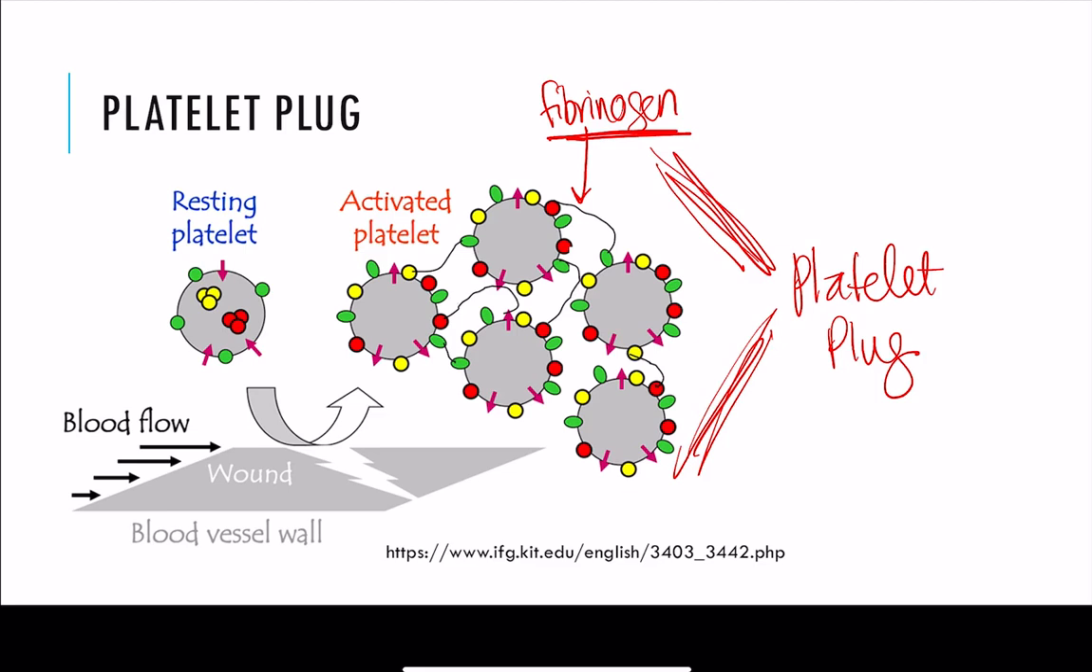So we've just drawn out the steps of primary hemostasis. The next step would be to induce secondary hemostasis. And the secondary hemostasis is going to be the formation of the clot. We're going to strengthen this initial platelet plug with a fibrin mesh and make a mature clot to stop the bleeding.